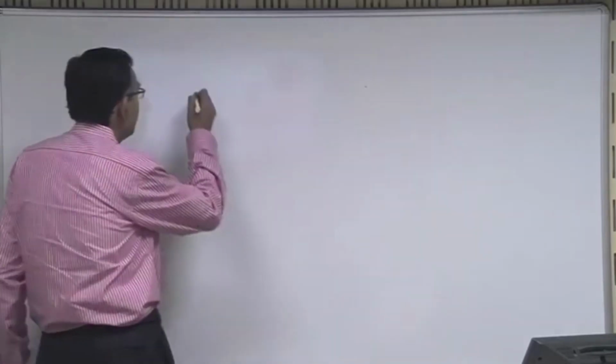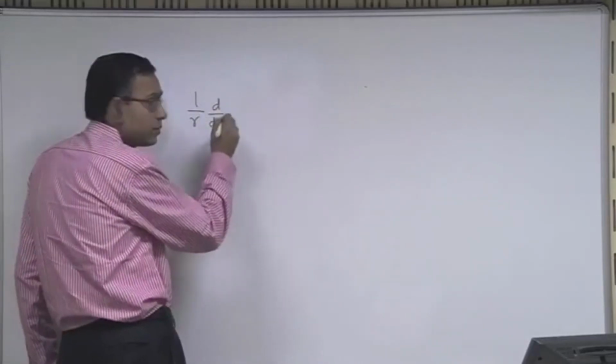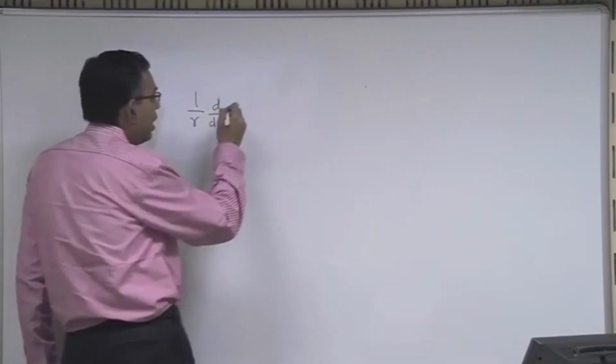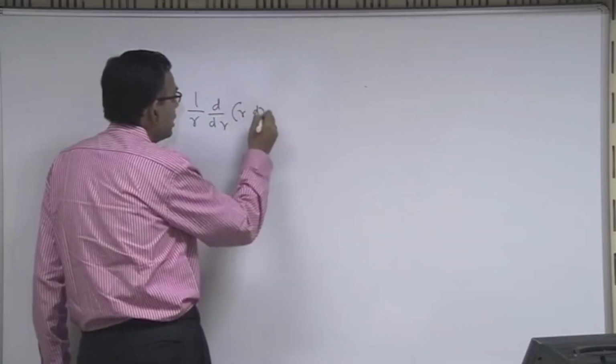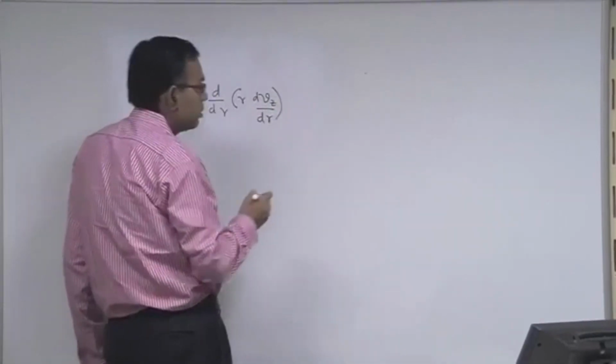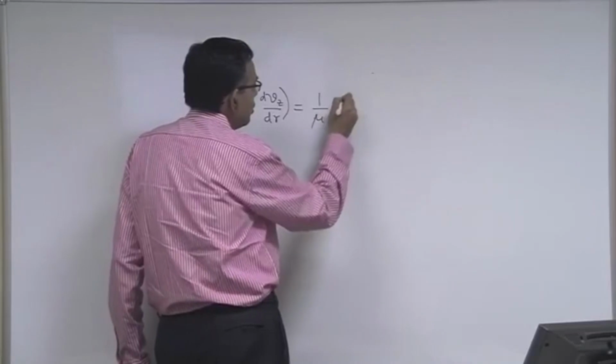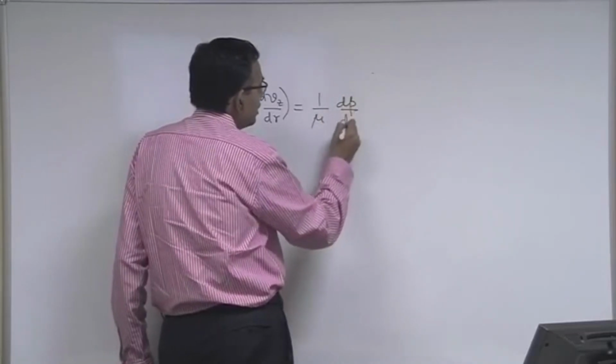So, 1 by r d dr of r dVz dr is equal to 1 by mu dp dz.